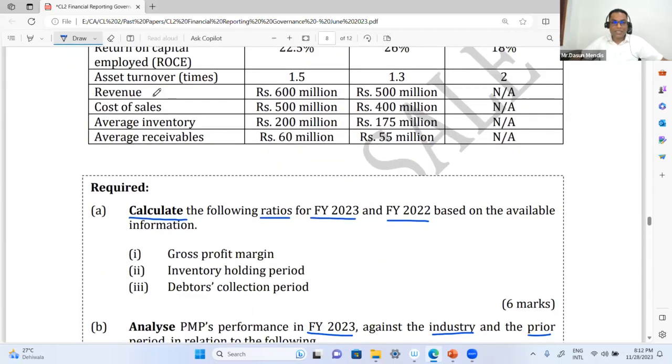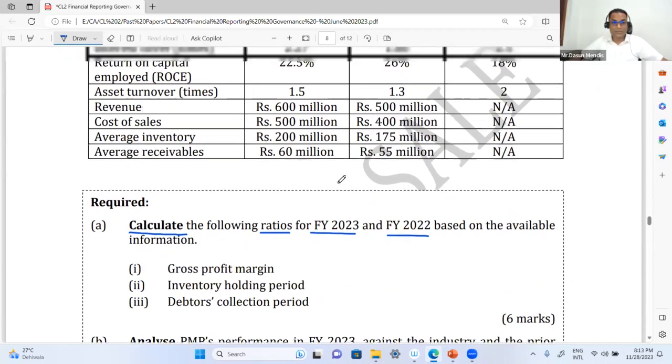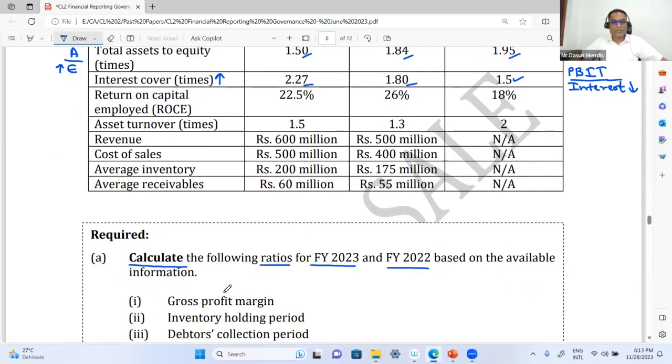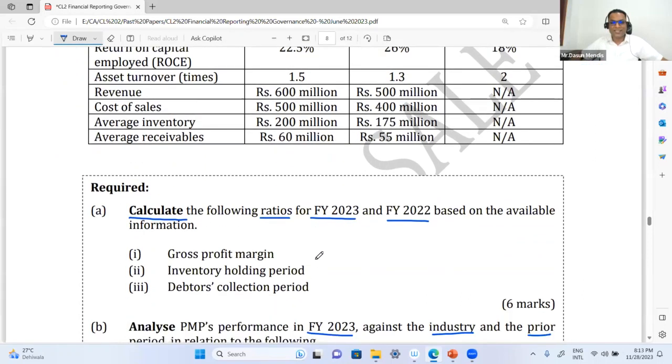Now you have been given certain numbers: revenue, cost of sales, average inventory, and average receivable figures for the year 2023 and year 2022. You have been given the revenue, cost of sales, average inventory, and average receivable. Then you are asked to calculate very simple ratios, right? Gross profit margin. How to calculate the gross profit margin? So these are easy marks, right?